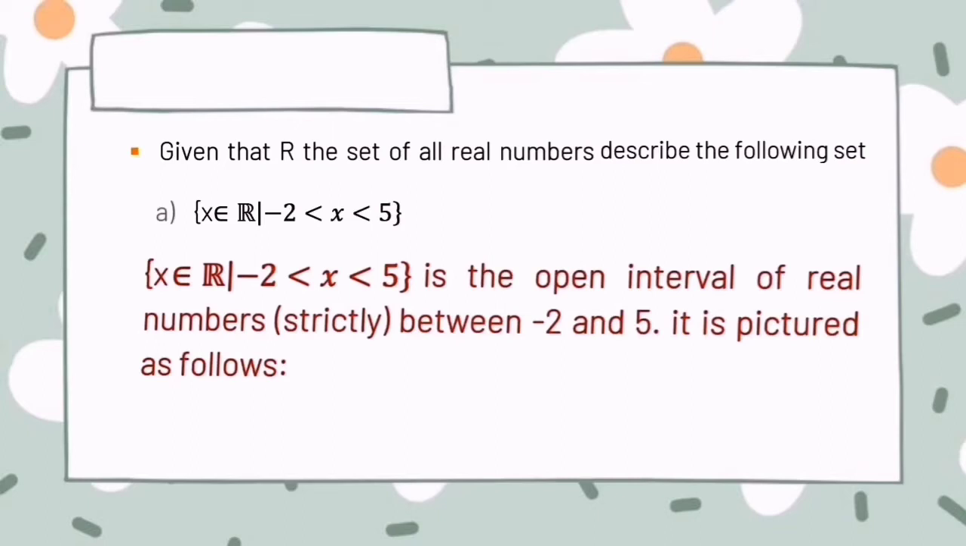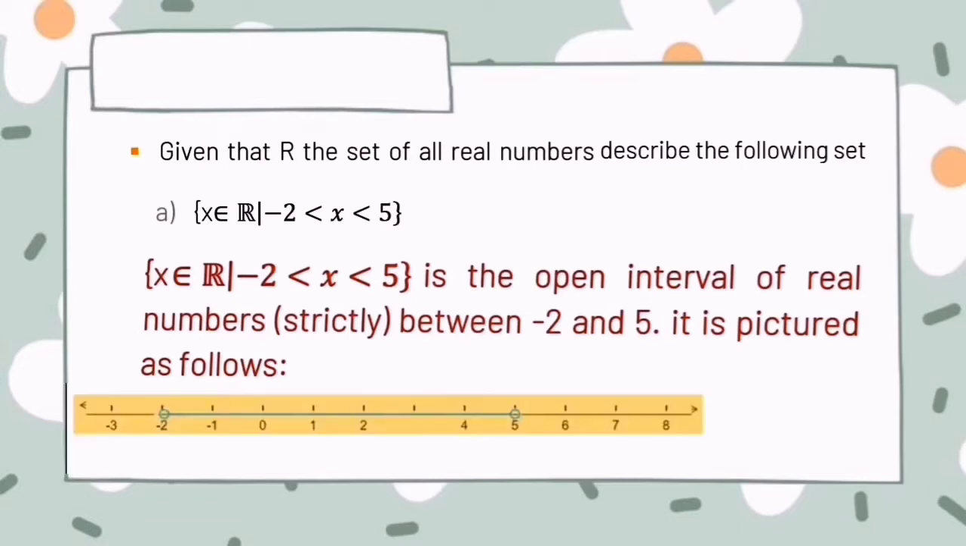So this is the open interval of real numbers lying between negative 2 and 5. It is pictured as follows. Ang negative 2 at ang positive 5 ay nag-meet sila sa gitna, kaya between. Now, negative 2 and positive 5 are not part of the elements in the given set.